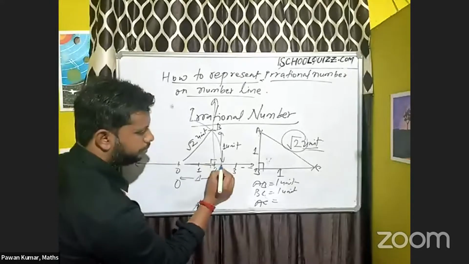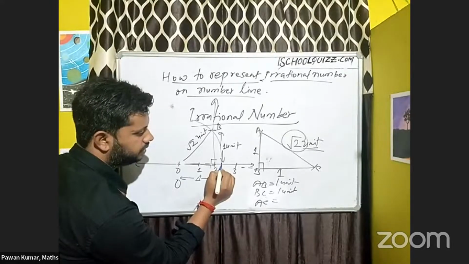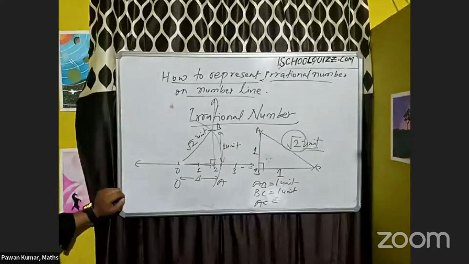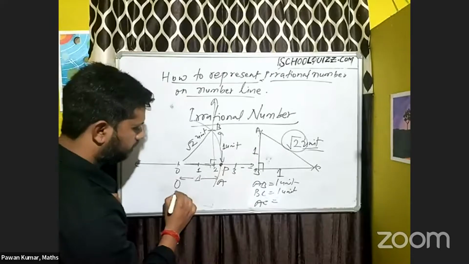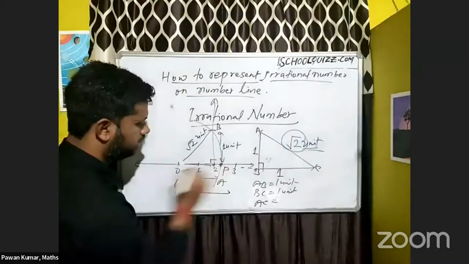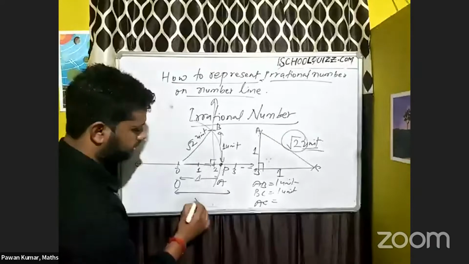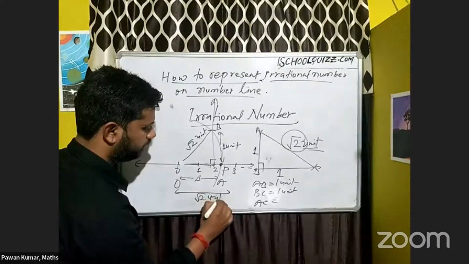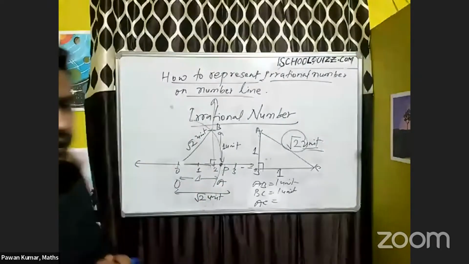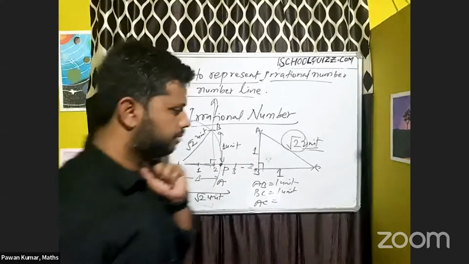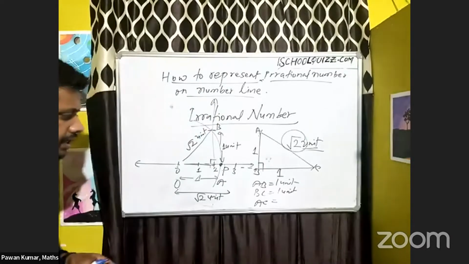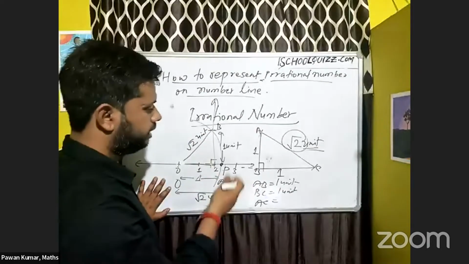So that will touch some point here. Make this point as P. Now this P, the distance from 0 to P, is nothing but root 2 unit. So now you have represented root 2 on the number line. Clear this one? Yes, sir. One more question is there, but we will do that later because the first one is clear.